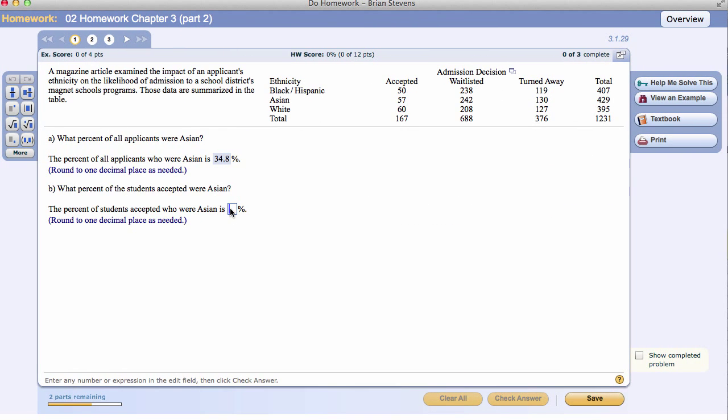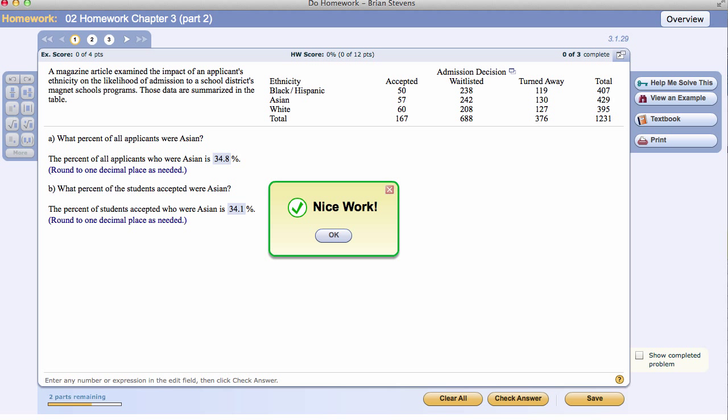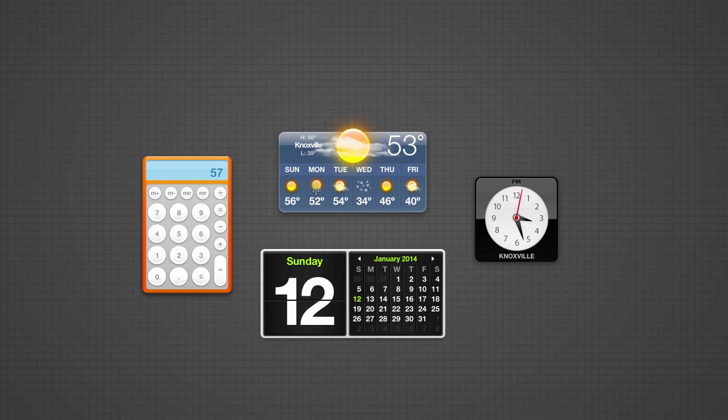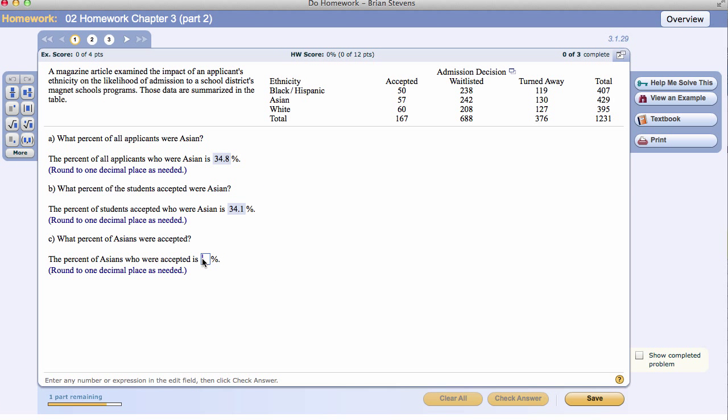34.1%. It's very important on these problems to make sure that you line up the right column. If we're looking at accepted, there were 167 accepted. The percent of Asians who were accepted, so now we're going into the Asian row right here. There are 429 Asians and 57 were accepted. That is 57 divided by 429. 13.3. This one will round up. 13.3%.